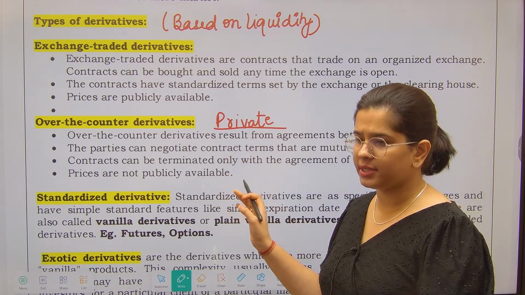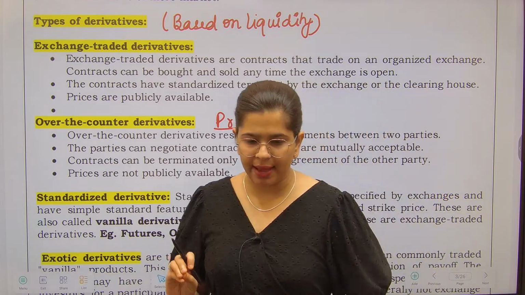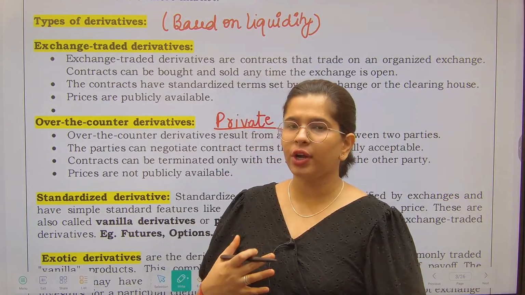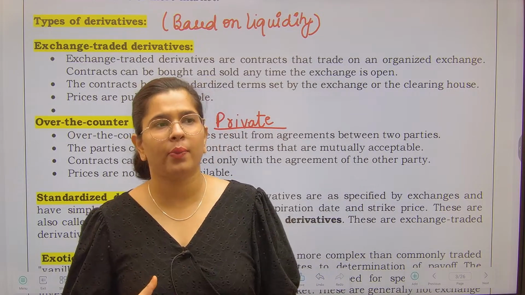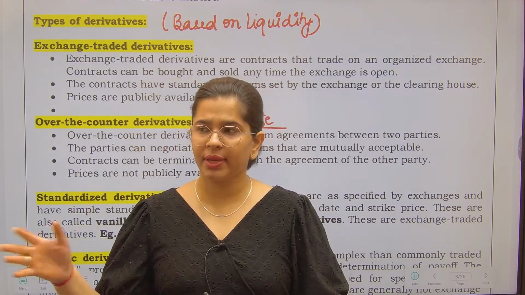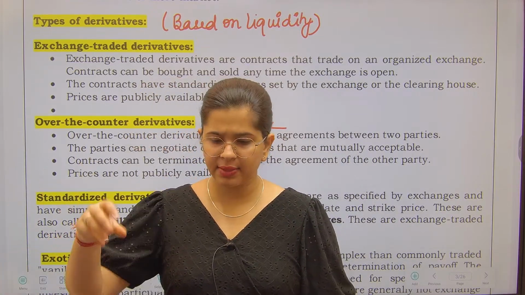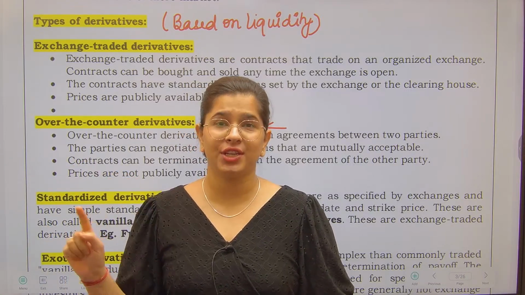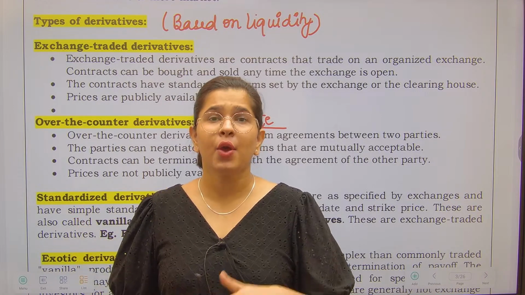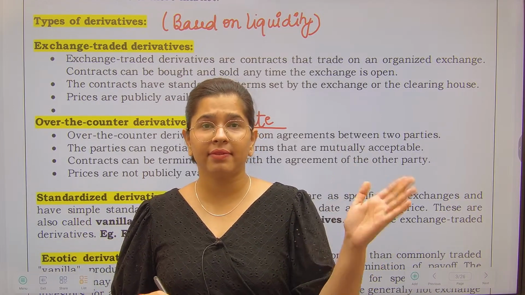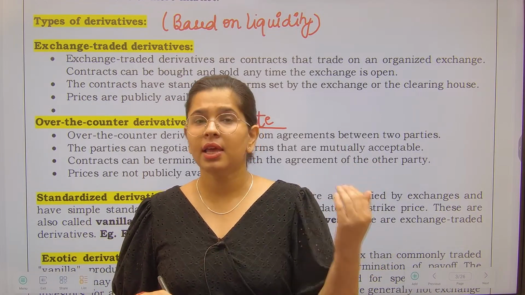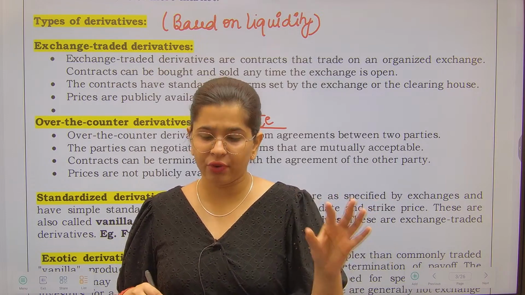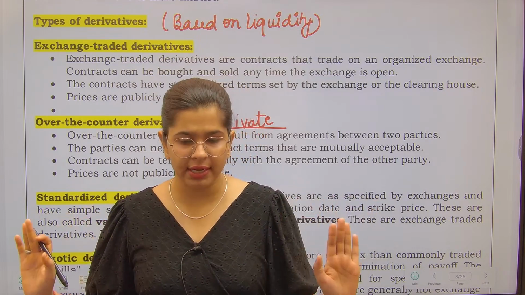I'll tell you an example. For example, I wanted to buy a dress and I went to the store. There are so many dresses available there and I just picked any one of them. This is called exchange trading. Exchange trading means you went to a marketplace, there were so many options available, you just picked something for yourself and it was done.